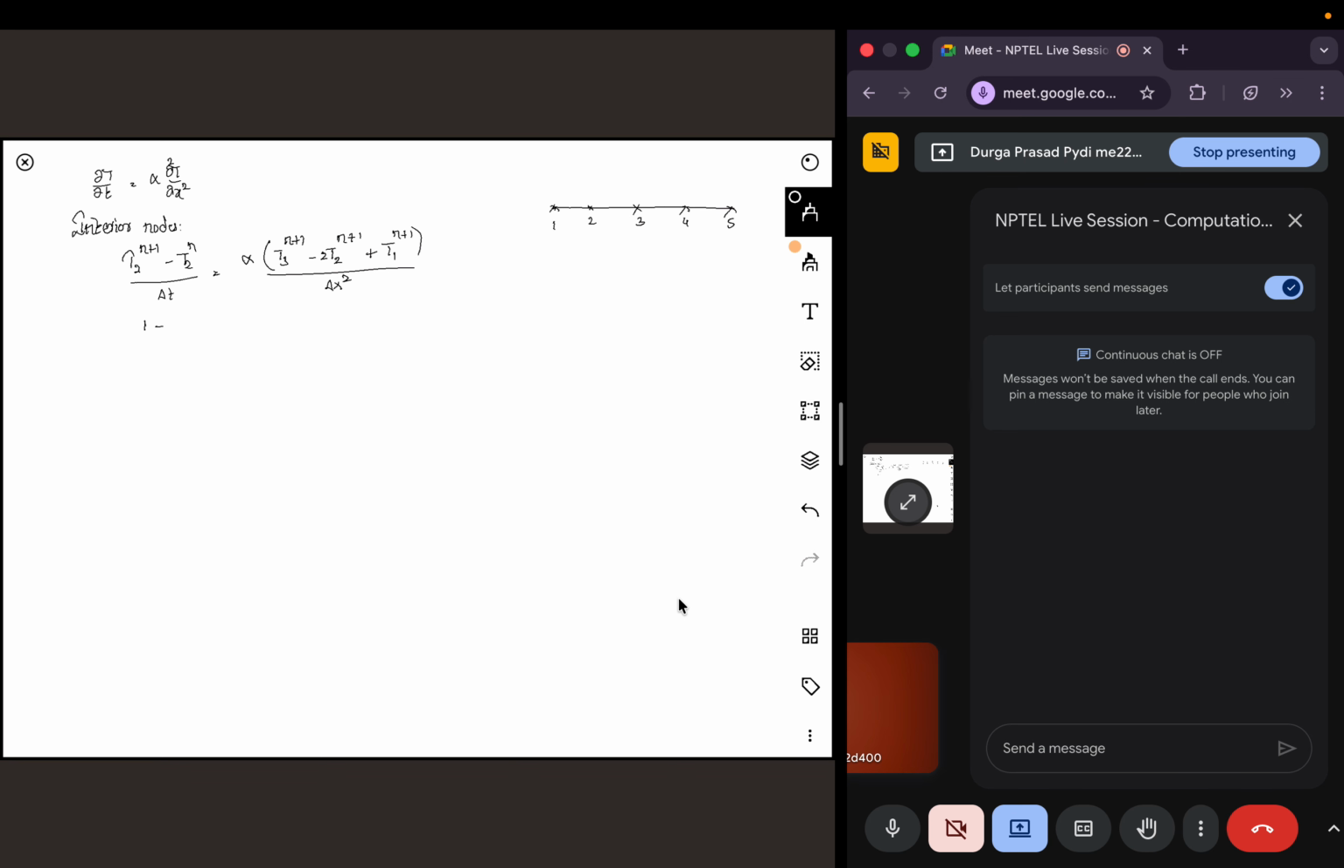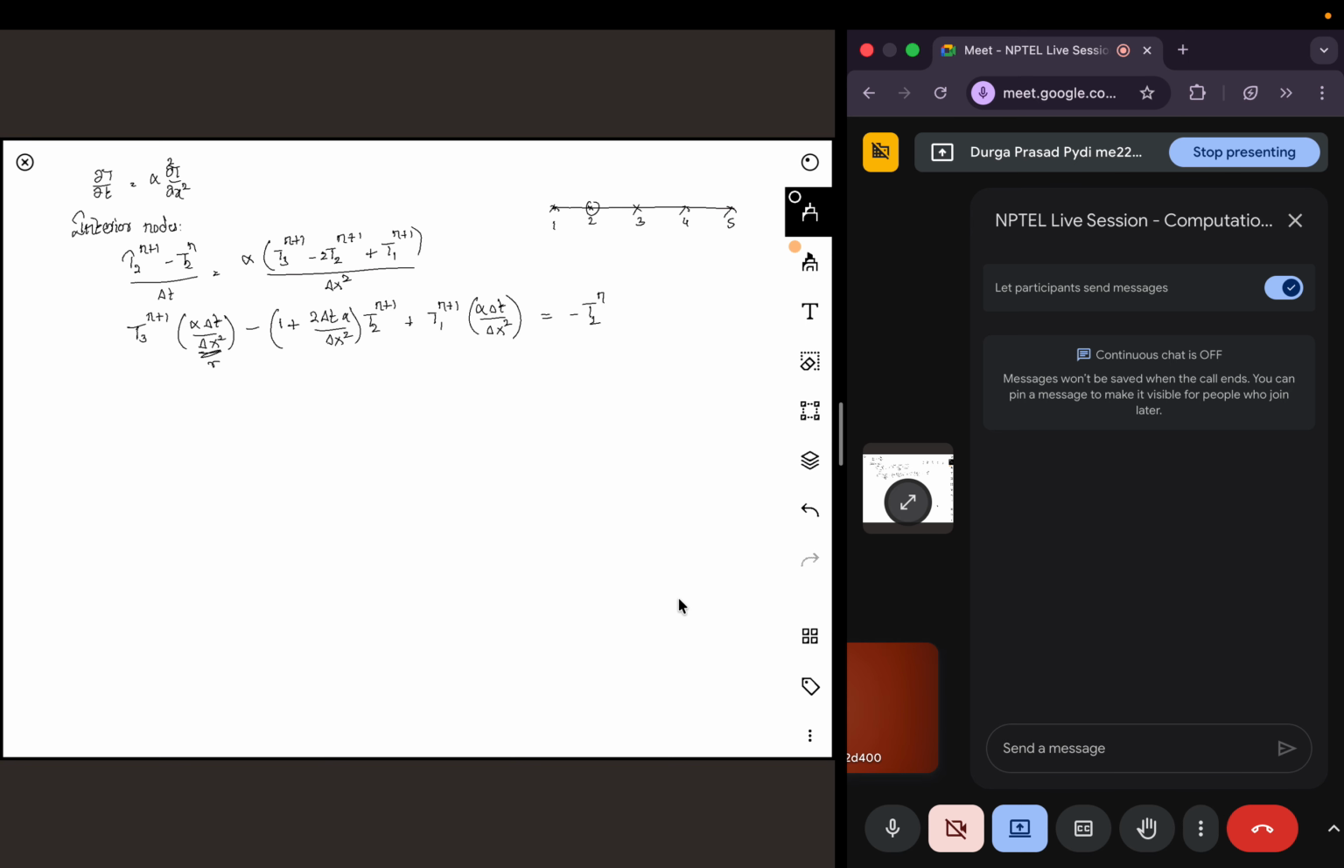1 minus. So I'm just taking terms of T3 n plus 1, alpha delta T by delta x square, T2 n plus 1 and then T1 n plus 1. I'm just taking this term on to the RHS. So this is for one node, node 2. Similarly, I can write equations for node 3 and node 4.